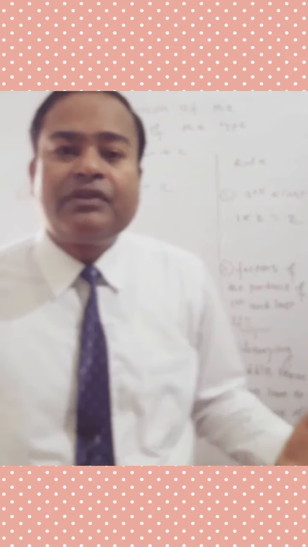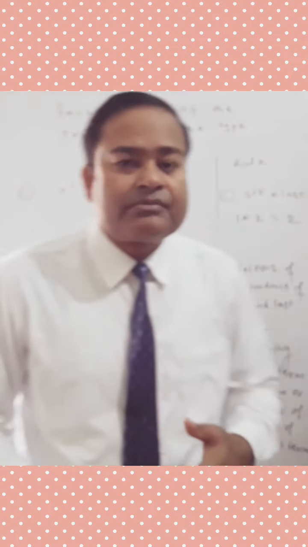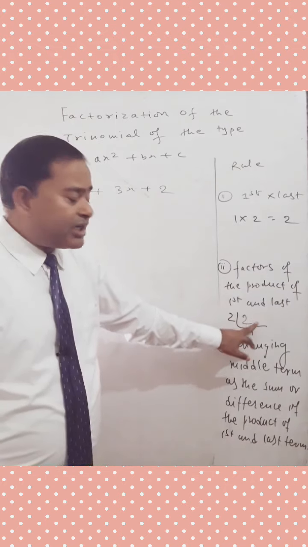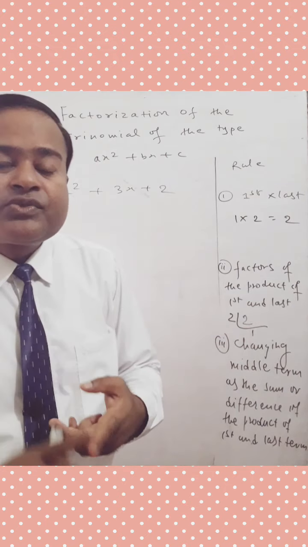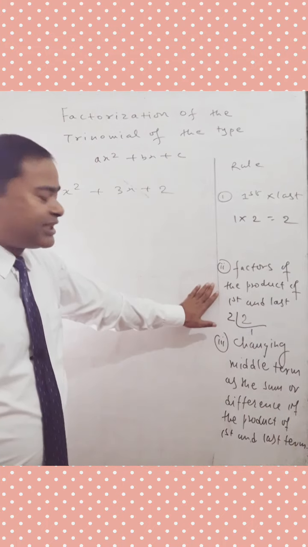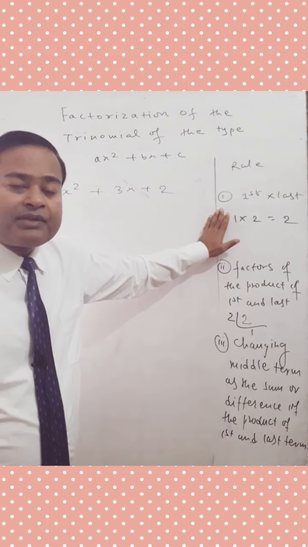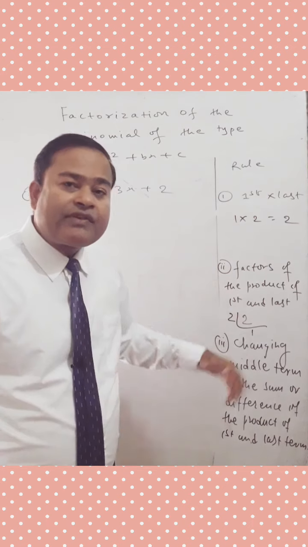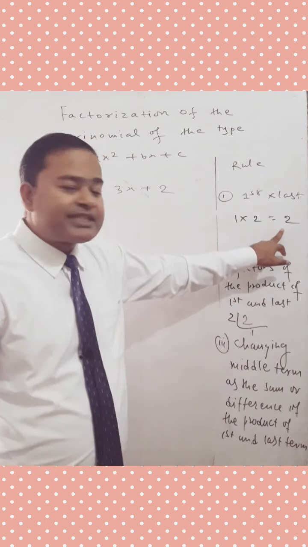Dear students, the meaning of factor is changing into product form. The factors of 2 are 2 and 1, because if we multiply 2 and 1, then again we'll get the product 2. 2 ones are 2. In the first step, we have to multiply the first and last term. In the second step, we have to find the factors of the product of the first and last term.